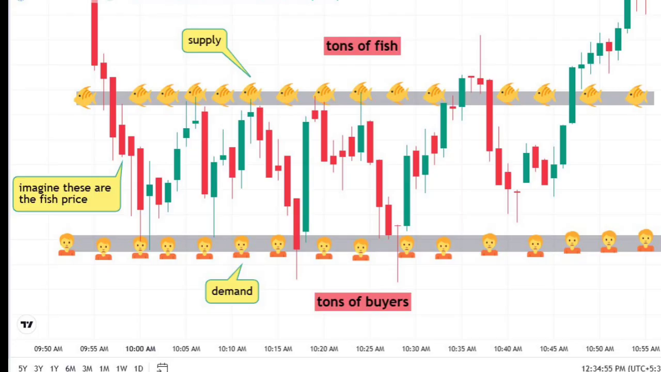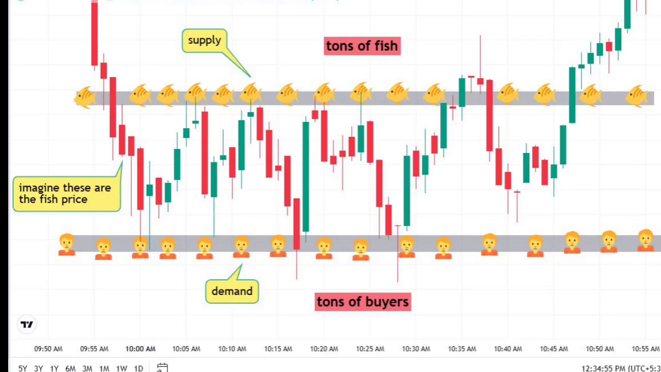Think of a physical market, like a fish market. If there are tons of fish, supply, but very few buyers, low demand, the seller has to lower the price to get rid of the fish. That's a price drop. Now, if there are very few fish, low supply, and hundreds of buyers, high demand, the buyers start bidding against each other, driving the price up.